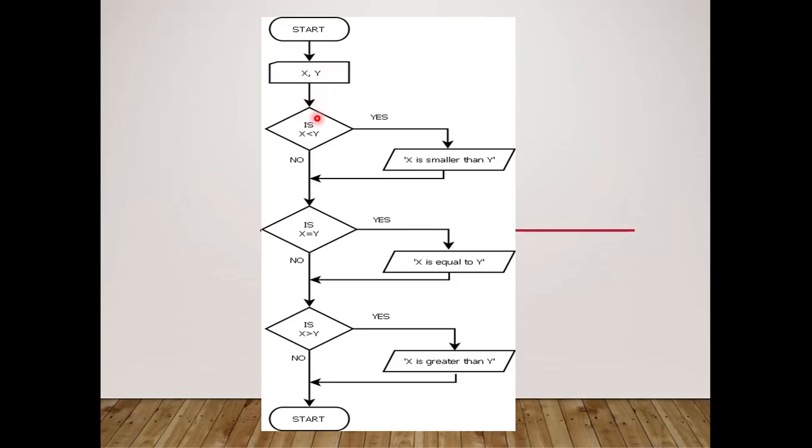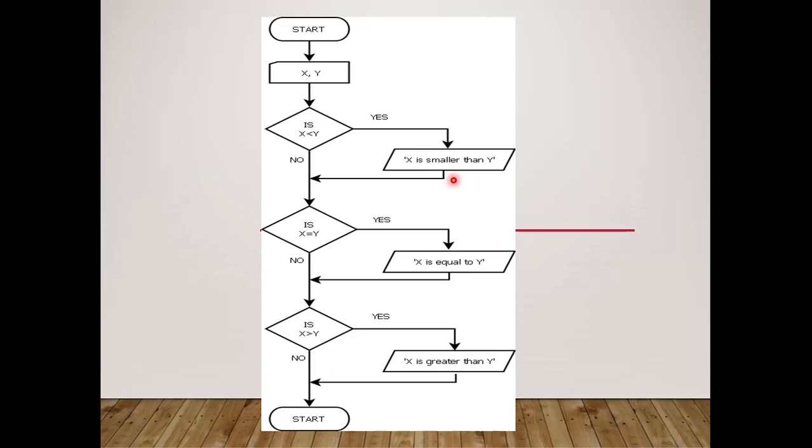and then there is a condition box. We have to check if x is less than y. If this condition is true, in that case it should give this parallelogram. This is used for giving output, or the write statement. This can be used here. So x is smaller than y will be executed.